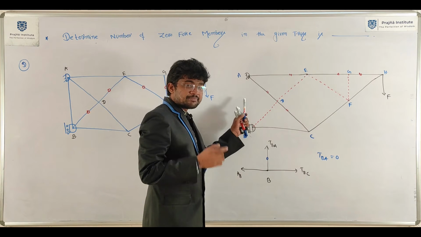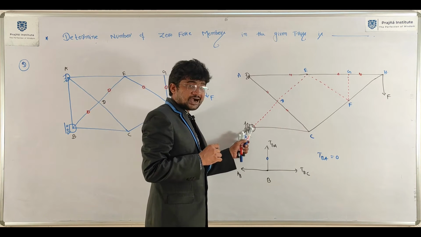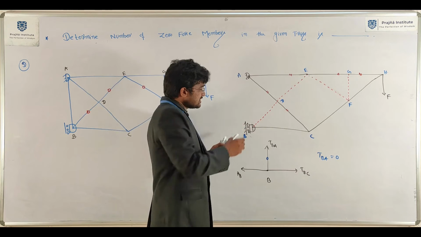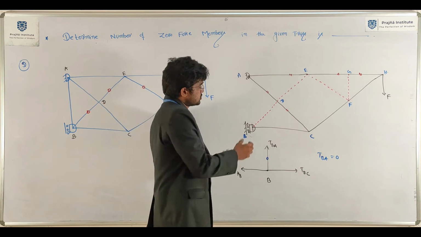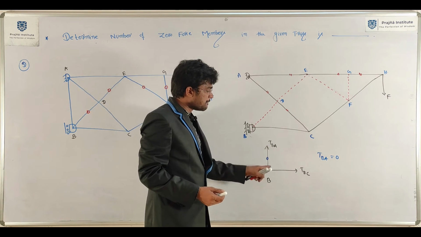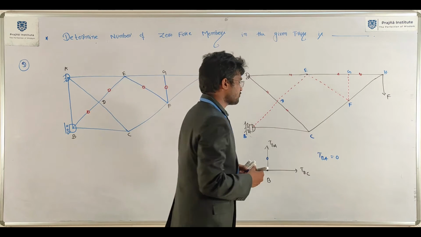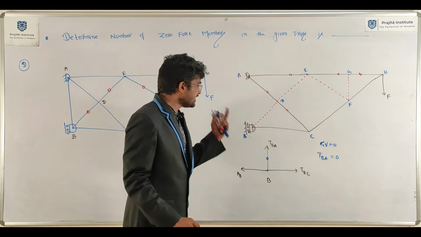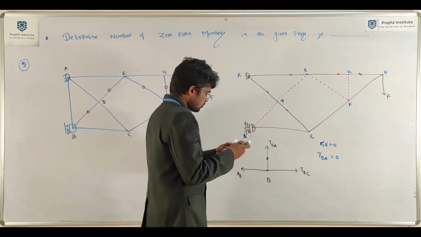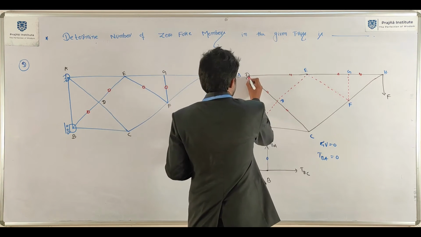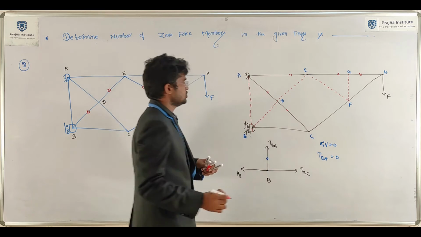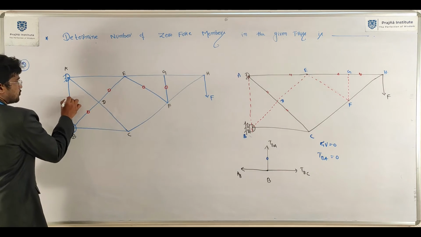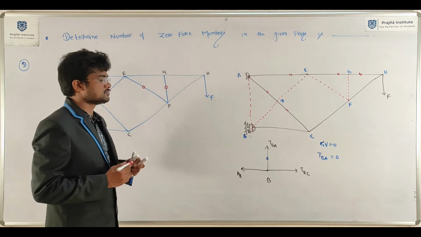Then vertically, once you draw the free body diagram here, this force is not balancing now. So what is the force in this member? Must be zero. Of course, sigma V equals zero. Then TBA is equal to zero. So the force in this member must be zero, and so the force in this member also becomes zero.